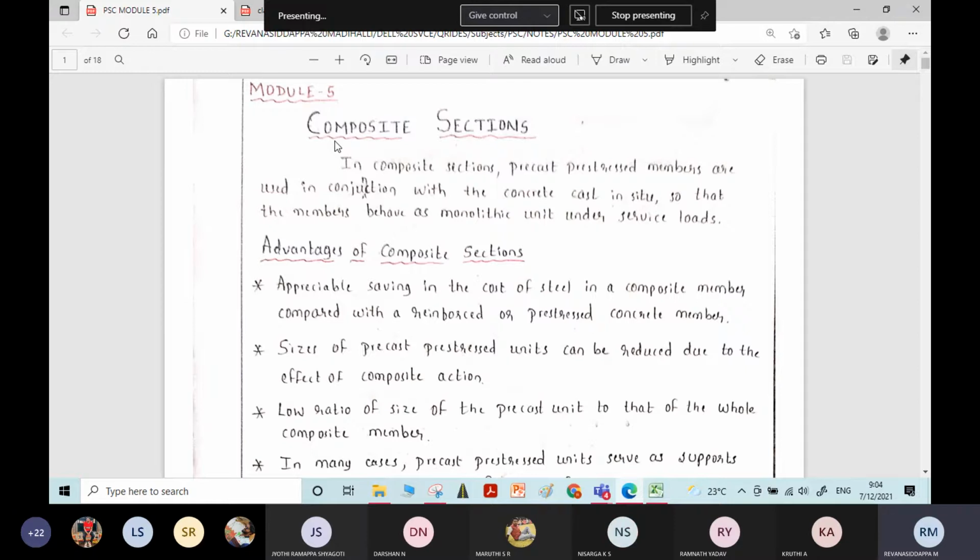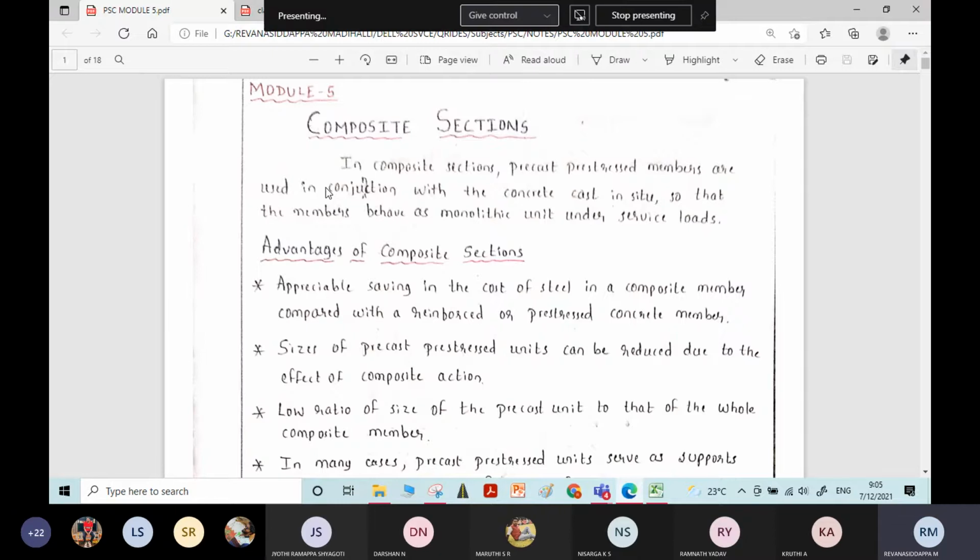In a composite section, as I said, it will be a combination of PSC and RCC. That means a combination of pre-stressed concrete and cast in situ concrete. The pre-stressed concrete elements will be cast in a casting yard and placed onto the site. Over those pre-stressed elements, the cast in situ concrete will be placed so that a composite section will be created.